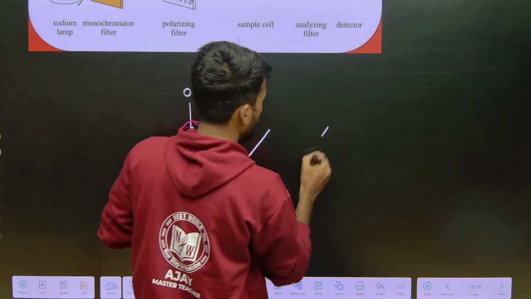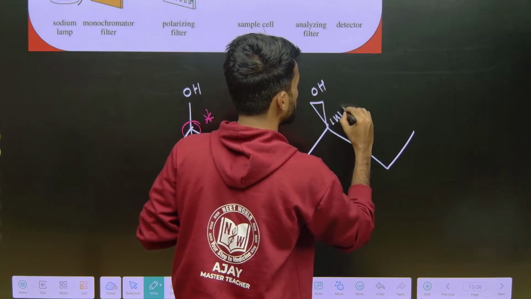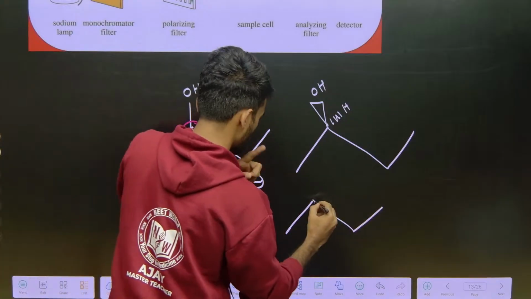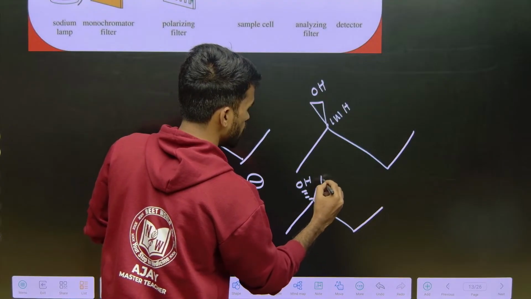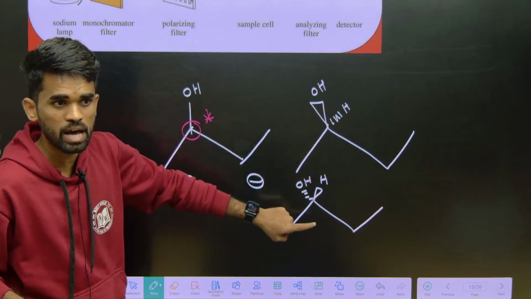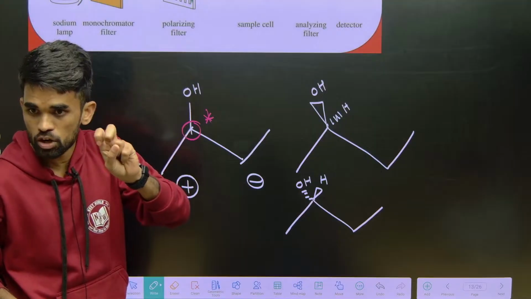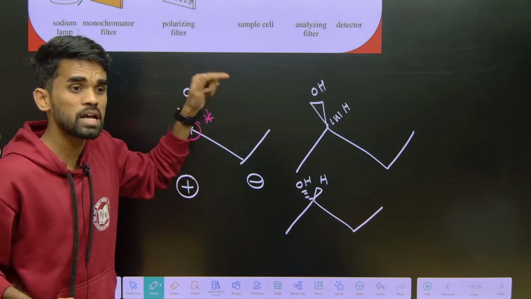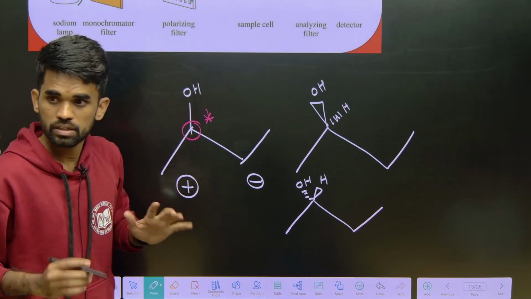Means I can place this OH group above the plane and hydrogen below the plane in this way, or the other way possibility, OH below the plane, hydrogen above the plane. So if this is having dextrorotatory property, other will be having levorotatory. For each chiral center, there are 2 possibilities. One is dextro, other one is levo. If there are n number of chiral centers, then how many possibilities are there?